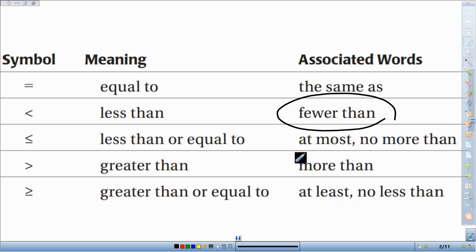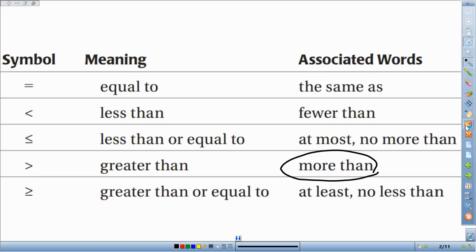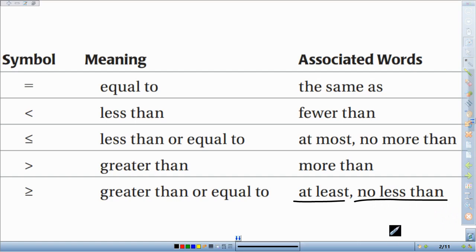Less than, that makes sense. Less than or equal to, we'll see as at most or no more than. When we get to greater than, we'll usually just see that written as more than. Simple enough. Greater than or equal to, at least, no less than.